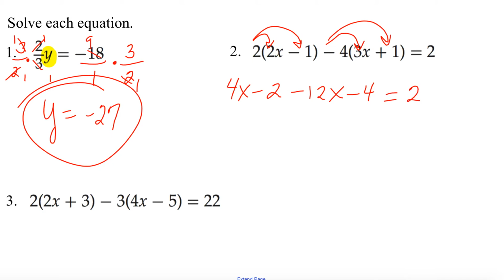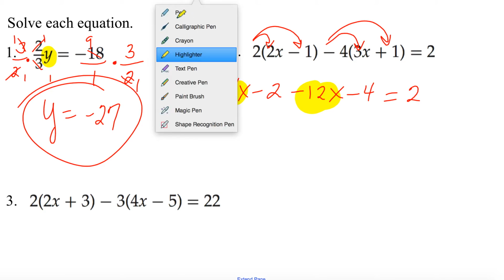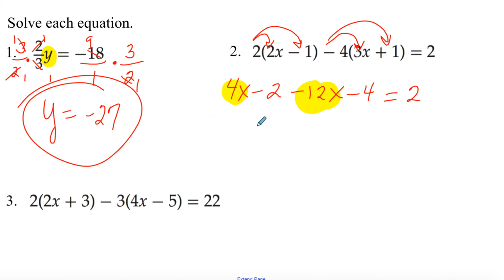So now we need to figure out which terms are alike. So I've got a 4x here and a minus 12x. So how many x's does that give me? Well, 4x minus 12x is a minus 8x.